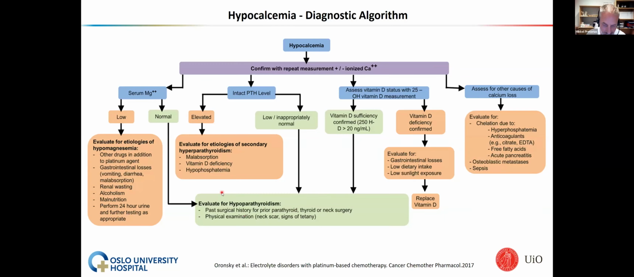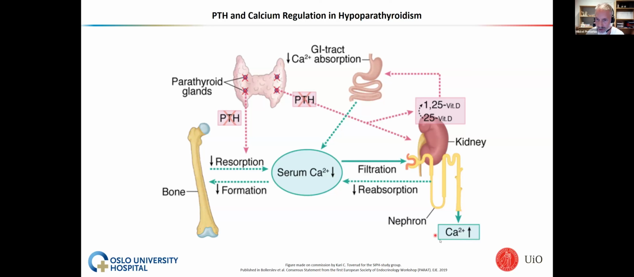Kari has helped us with the picture here as well. And here you can see that bone turnover is very low. Resorption is low, and that's why there is a high calcium excretion in the urine. And of course, you will not get activated vitamin D. So these patients have a chronic hypocalcemia.